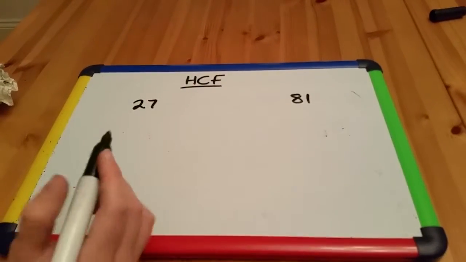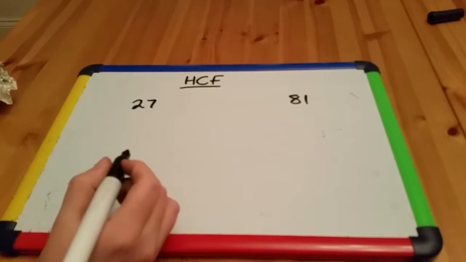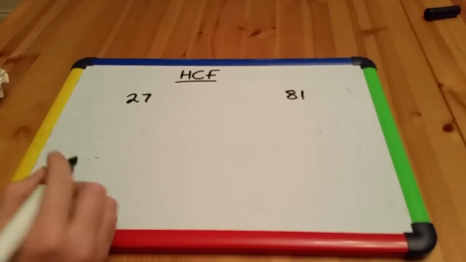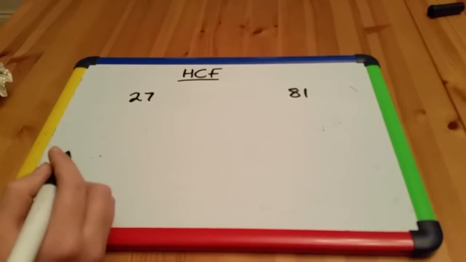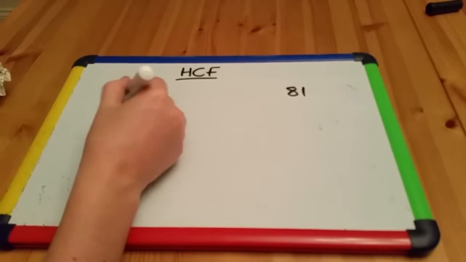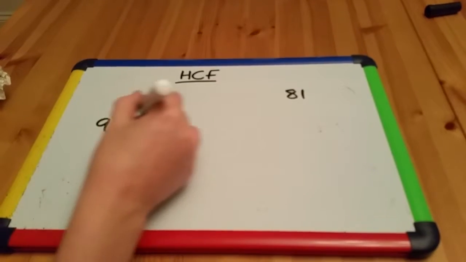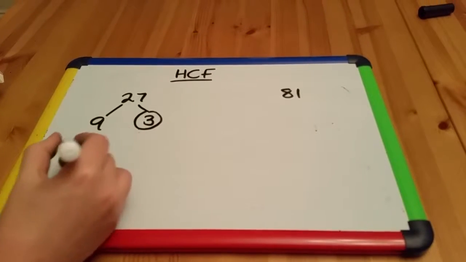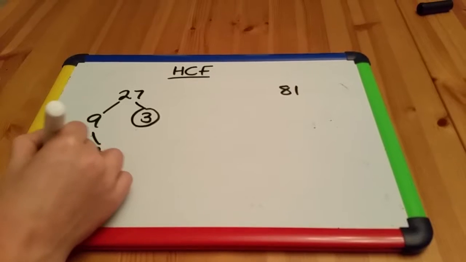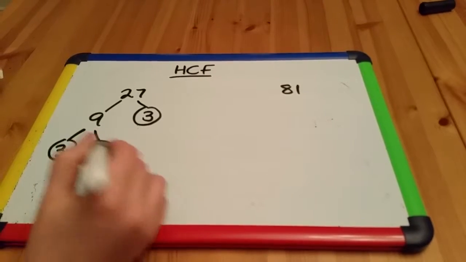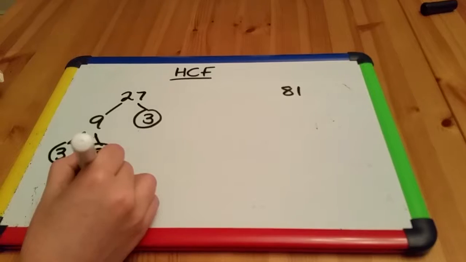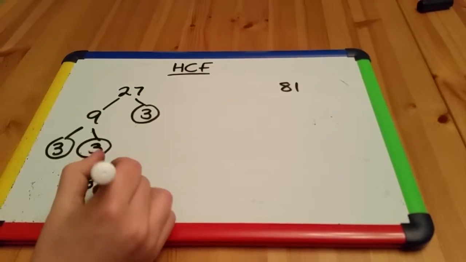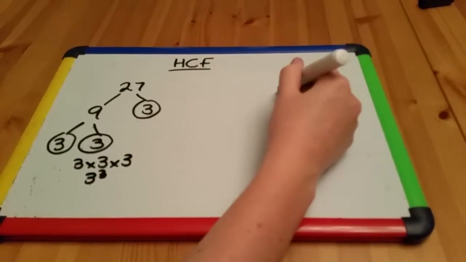Okay, so another example. We're still looking for the highest common factor. Might not be as obvious this time, but without having to go through all the factors of each number, we are just going to work it out using prime factors. So 27, I can make that using 9 and 3. 3 is my prime. To make 9 is 3 and 3. They're both prime numbers as well. And that's the end of my branches. So 3 times 3 times 3 makes 27. Otherwise known as 3 cubed.